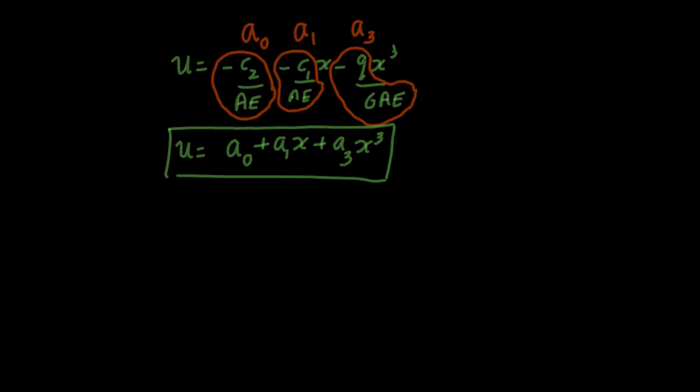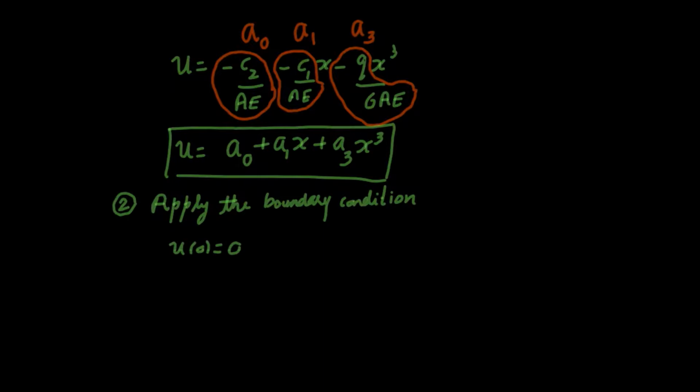Now let us do the second step. The second step is to apply the boundary conditions. So let me apply the boundary conditions. What is the first boundary condition? We know what the first boundary condition is. That is, the displacement at the left extreme end is 0. That is, u of 0 is equal to 0.